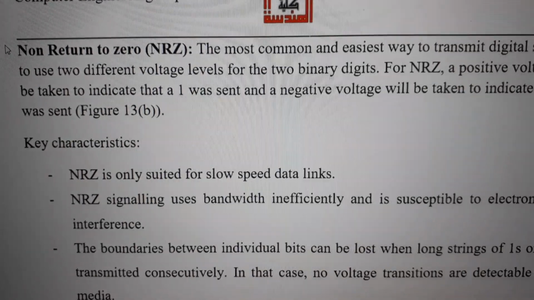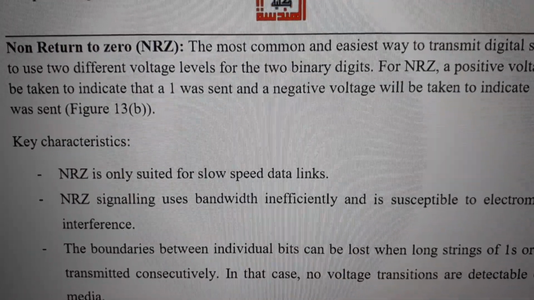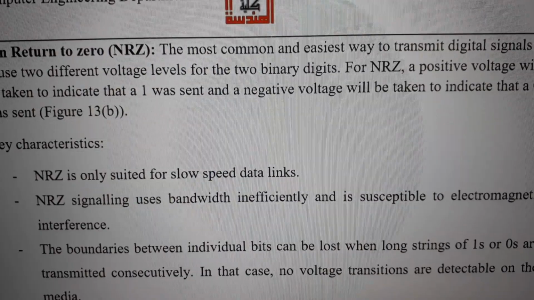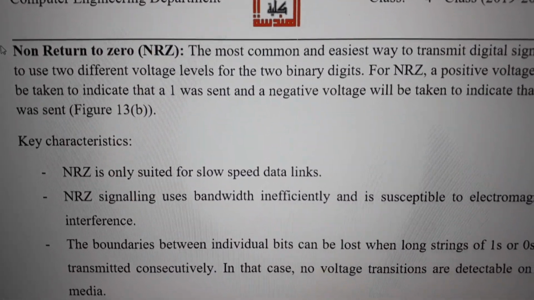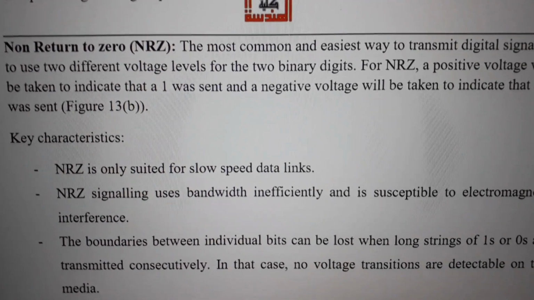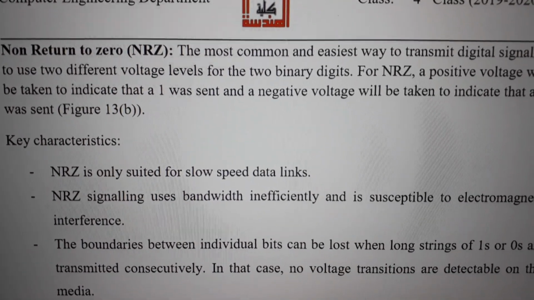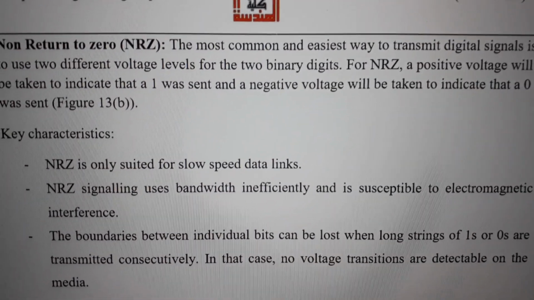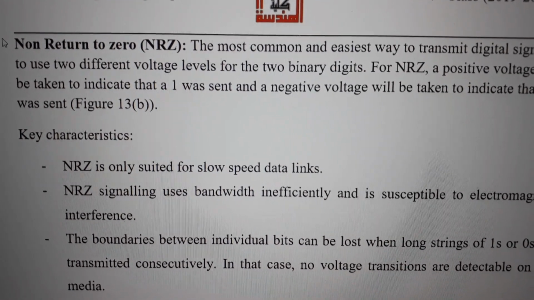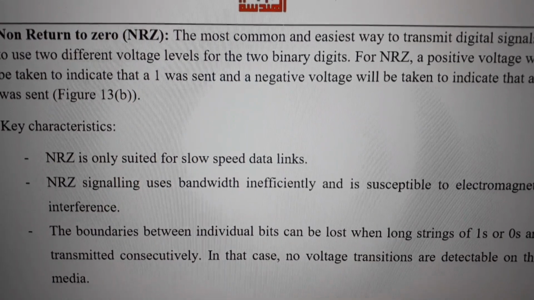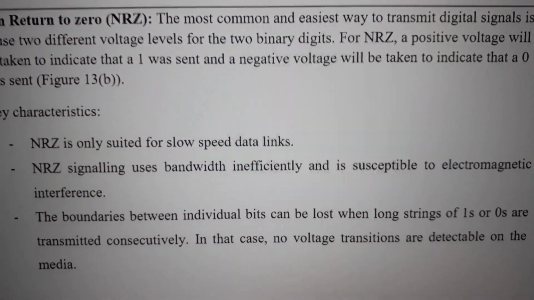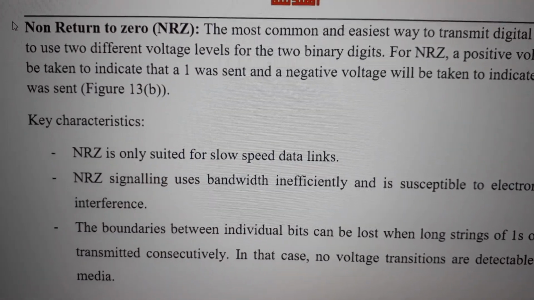Now, non-return to zero (NRZ) and return to zero (RZ). The most common and easiest way to transmit digital signals is to use two different voltage levels for the two binary digits. For NRZ, a positive voltage will be taken to indicate that a 1 was sent, and a negative voltage will be taken to indicate that a 0 was sent.